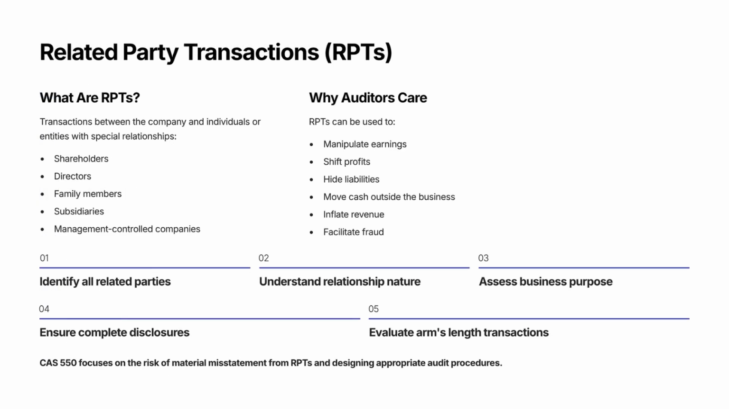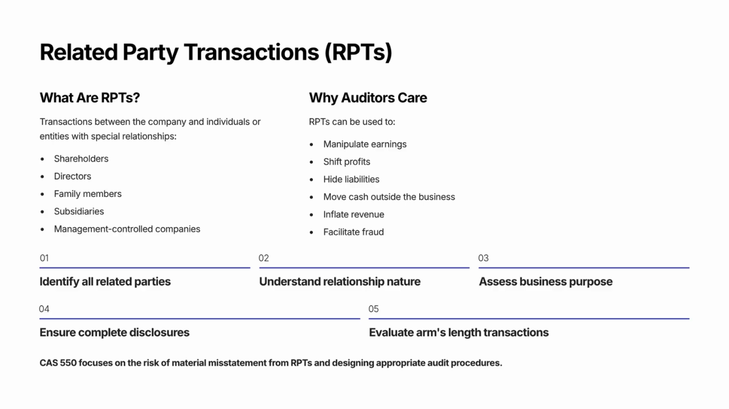Next, let's talk about related party transactions, also known as RPTs. RPTs are transactions between the company and individuals or entities with a special relationship, like shareholders, directors, family members, subsidiaries, or companies controlled by management. Why do auditors care so much about RPTs? Because they can be used to manipulate earnings, shift profits, hide liabilities, move cash outside the business, inflate revenue, facilitate fraud. CAS 550 Related Parties focuses on the risk of material misstatement in the financial statements from RPTs and how to design audit procedures in response to these risks.